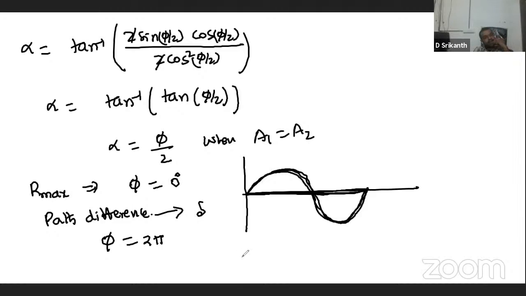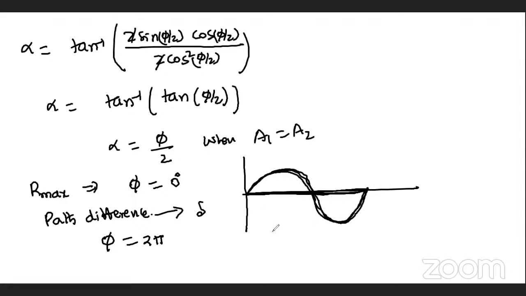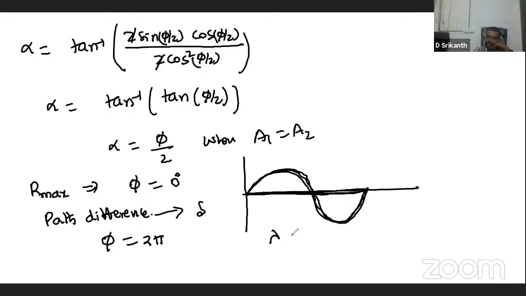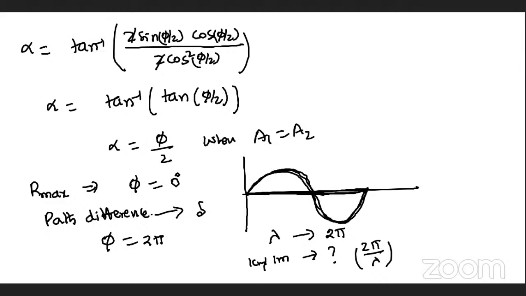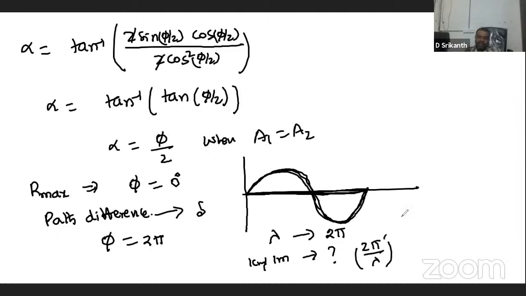For one complete wave, the distance traveled by the wave is lambda, and the angle is 2 pi. Now I want to find the angle for one unit dimension, 1 meter or 1 centimeter. That is 2 pi by lambda, which explains the number of waves traveled in unit dimension. We call this the wave vector.